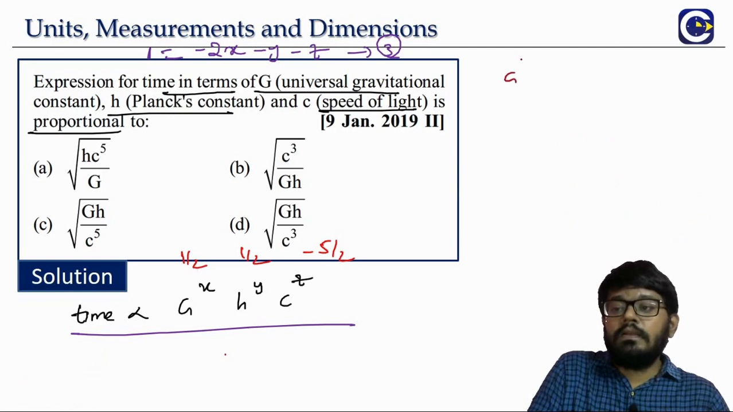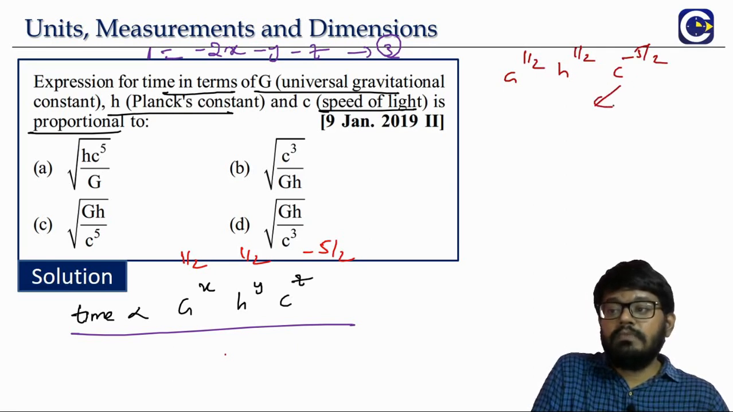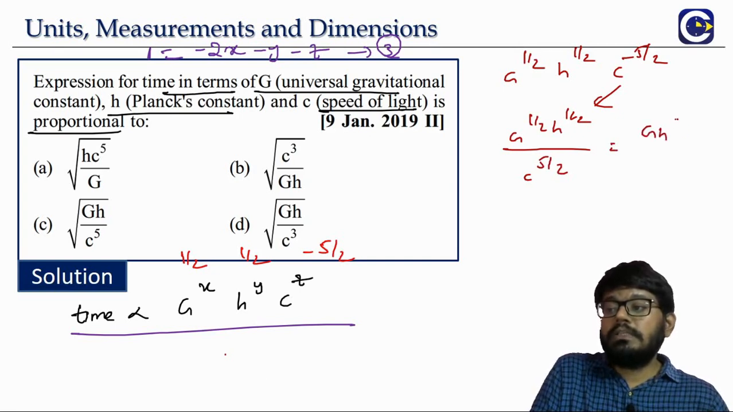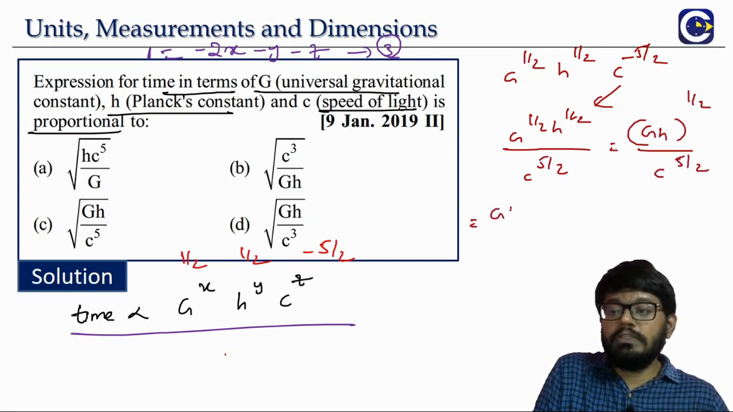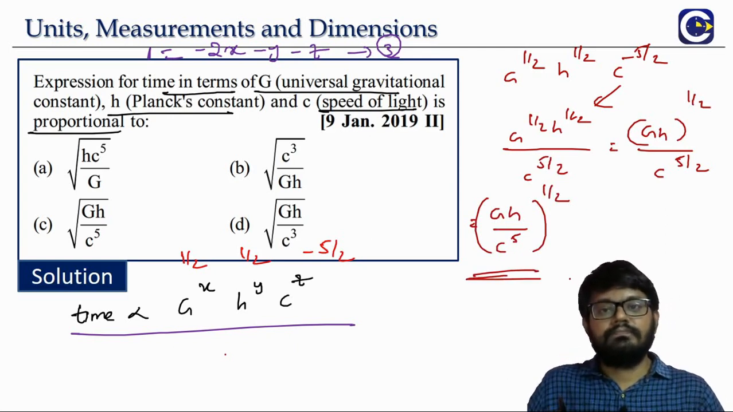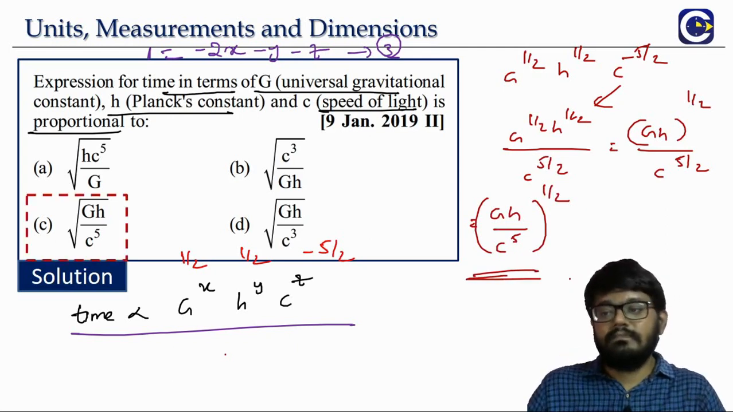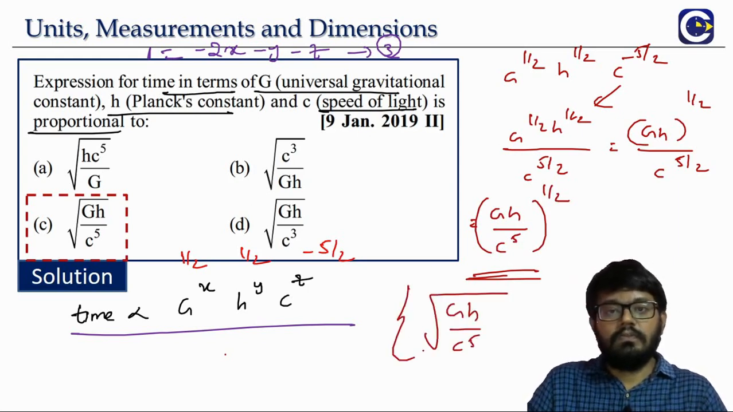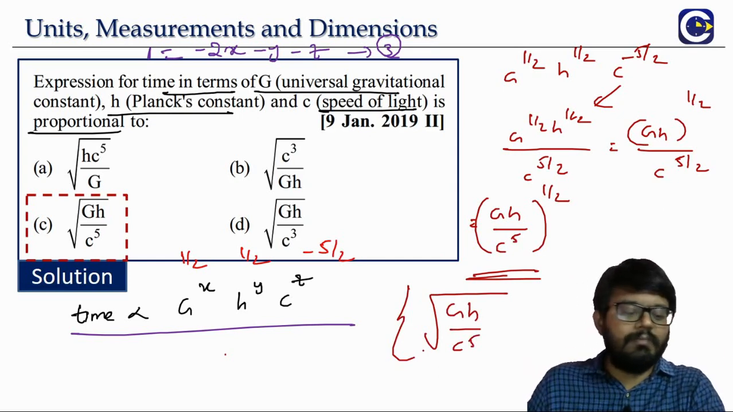This is like g power half into h power half c power minus 5 by 2, means we can take it in the denominator. So g power half h power half divided by c power 5 by 2. So what is this? Just look at it. gh whole power half divided by c power 5 by 2, means we can write it like gh by c power 5 whole power half. Okay, so what is the answer? Option C. Power half means what? Root. Okay, so that's how we will be able to get the answer.